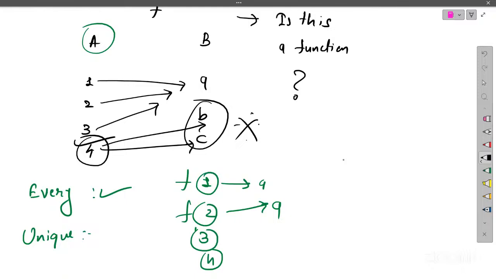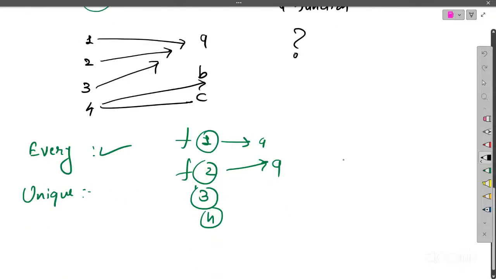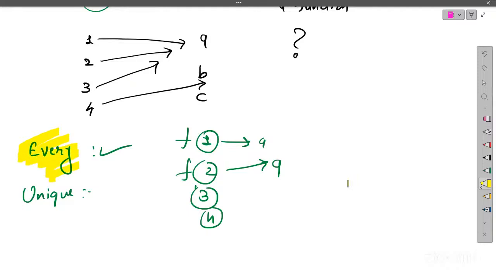Okay, so this is not a function now, if I say that 4 is mapping to B and 4 is mapping to C also. So in this case, it is not a function. But previously, when I say some like this, now it is a function. So we have to verify two words. First is every, that means every element of your domain should get mapped somewhere. And another one is unique. So that means for an input, you should have a unique output. Is that okay?